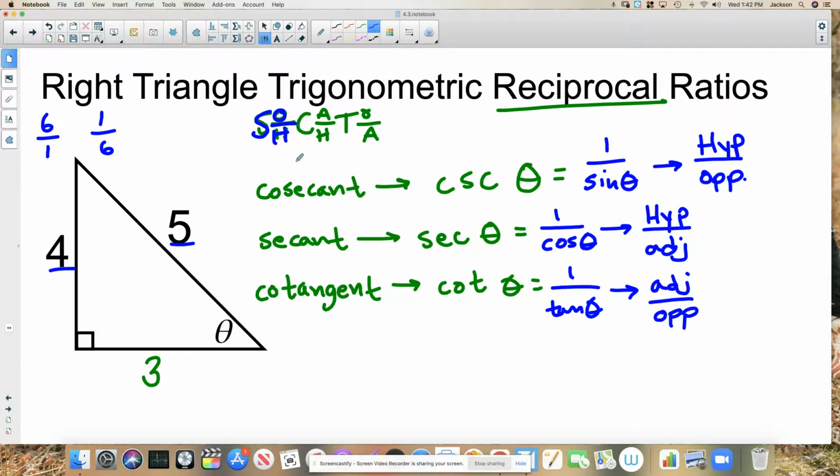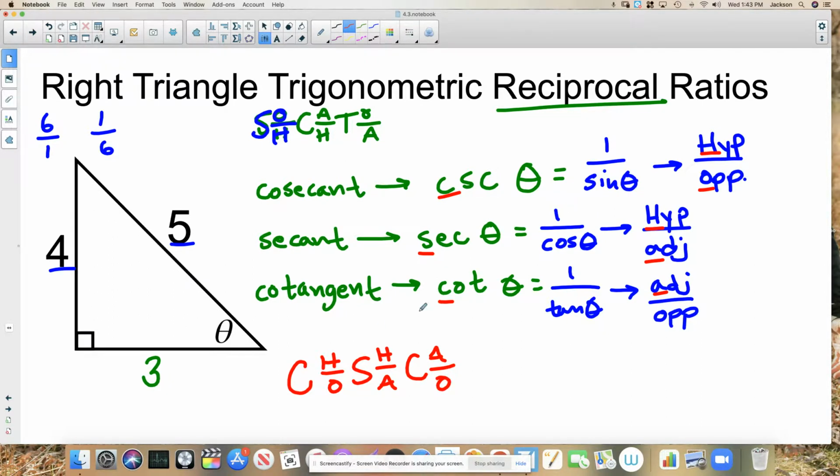So you've all heard SOHCAHTOA before, but have you ever heard of CHOSHAKOW? CHOSHAKOW is all of these reciprocal ratios. The cosecant is the hypotenuse over the opposite side. The secant is the hypotenuse over the adjacent side, and the cotangent is the adjacent side over the opposite side. So these are our three reciprocal ratios for right triangles.